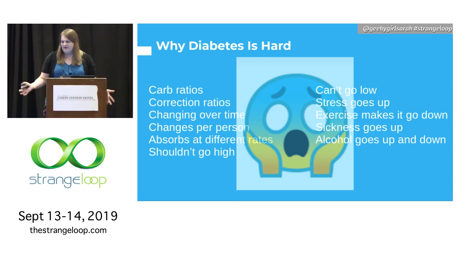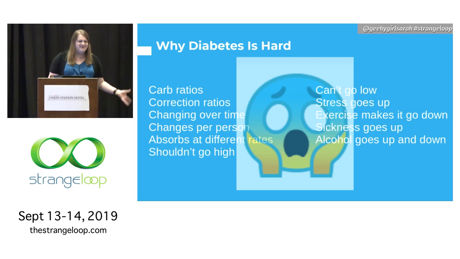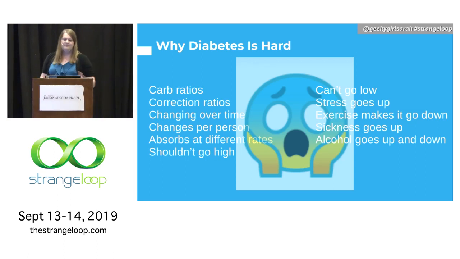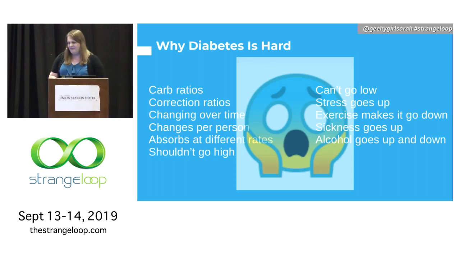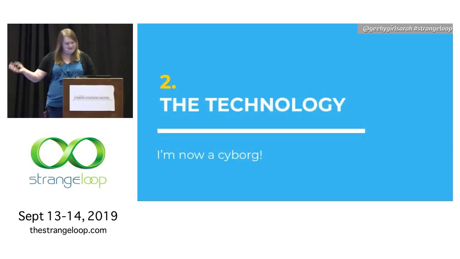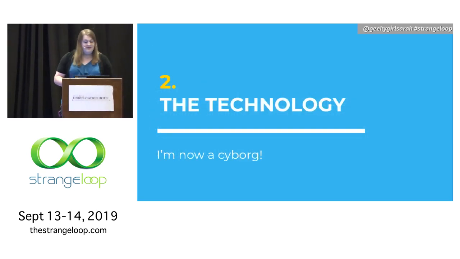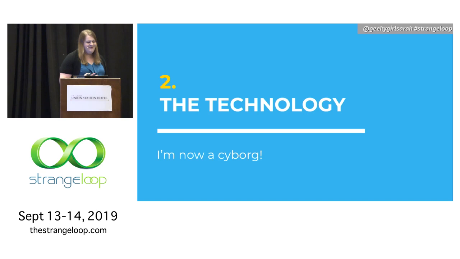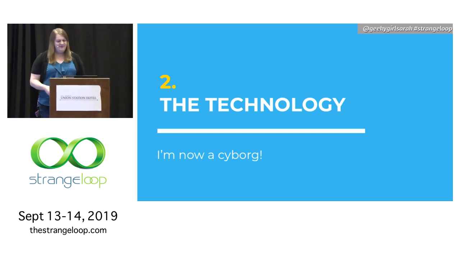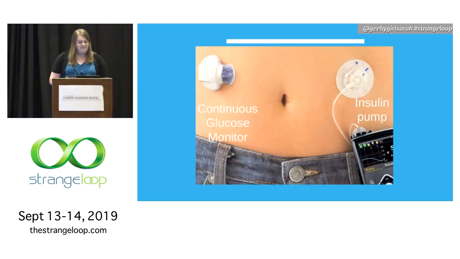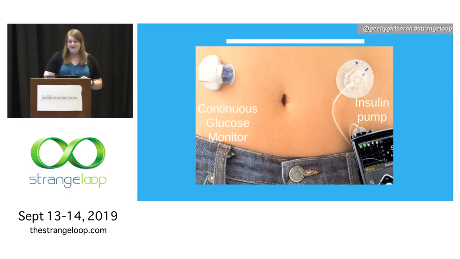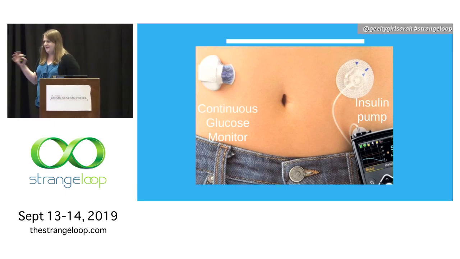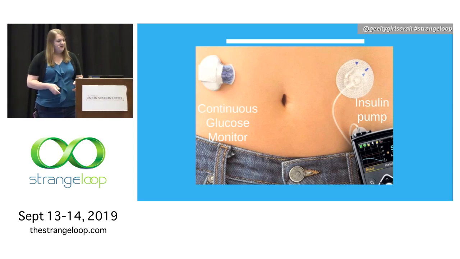So hopefully, since we're at a technology conference, you all are thinking, wait a minute, Sarah, certainly technology can solve this problem. And sure, we have a couple main pieces of technology. Come on, slides, there we go. There are two main technology pieces that can help with this. The first one is called a continuous glucose monitor, and the second one is an insulin pump. You've probably seen these on people before.